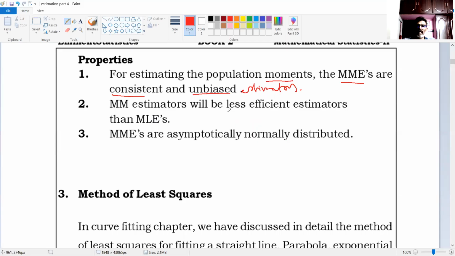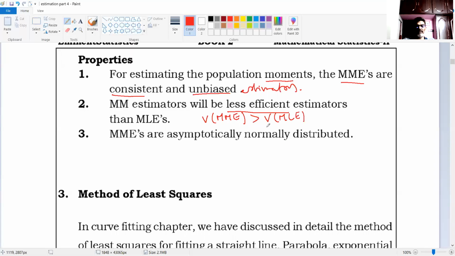MMEs will be less efficient estimators than the MLEs. So the variance of any statistic through MMEs is greater than the variance of the MLE estimator. That is, the variance of the MME estimator is greater than the variance of the MLE estimator.